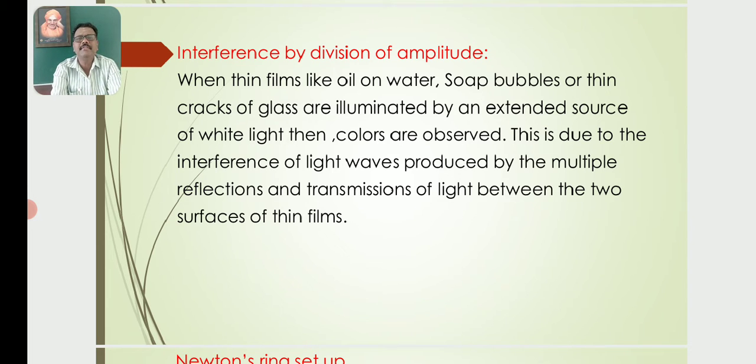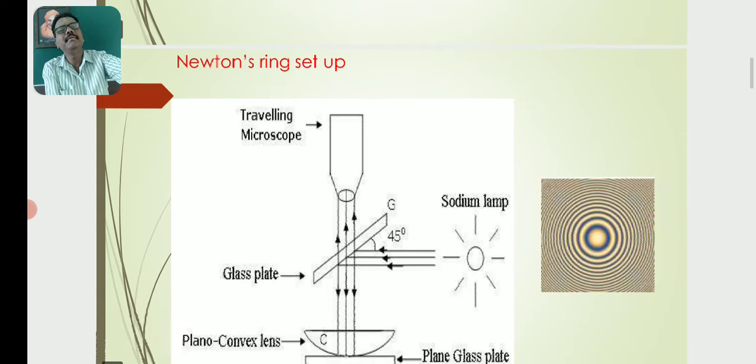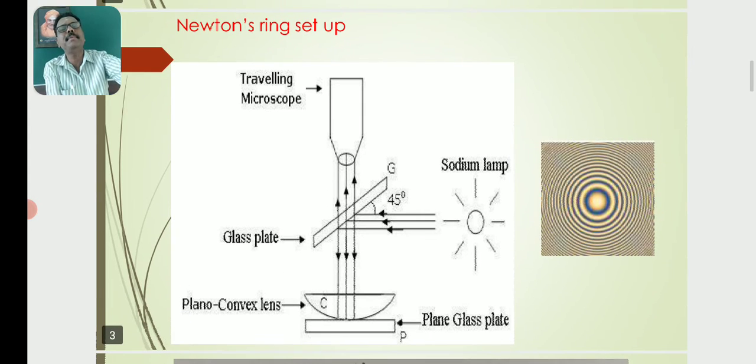Usually we have two methods of producing an interference pattern: division of wavefront and division of amplitude. These are the two methods we have to produce an interference pattern.